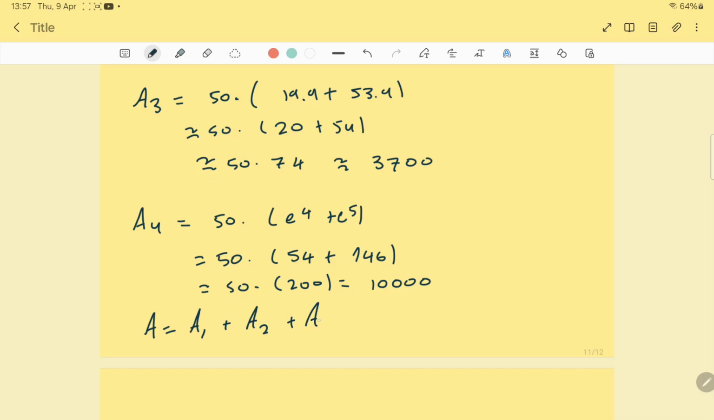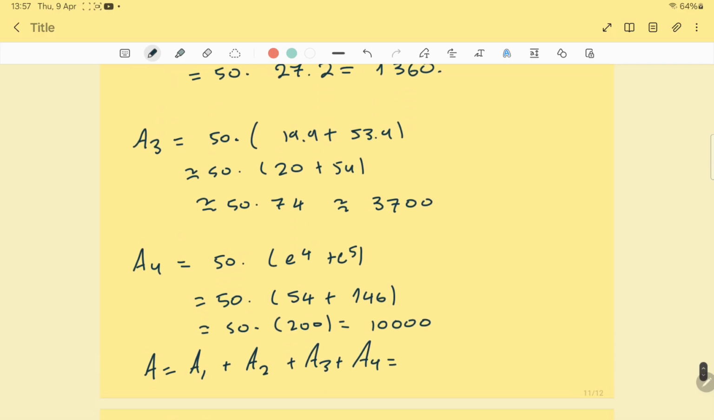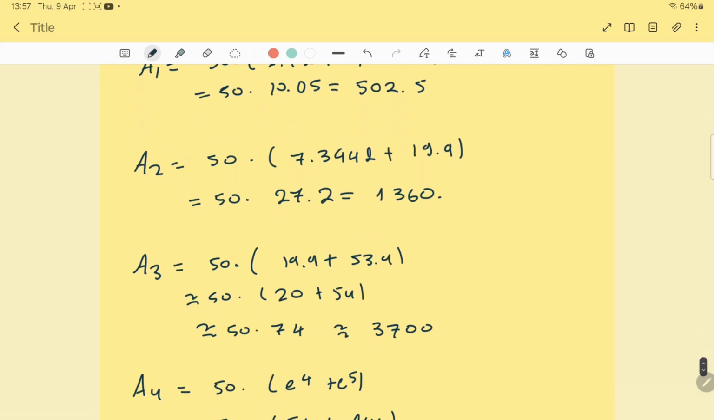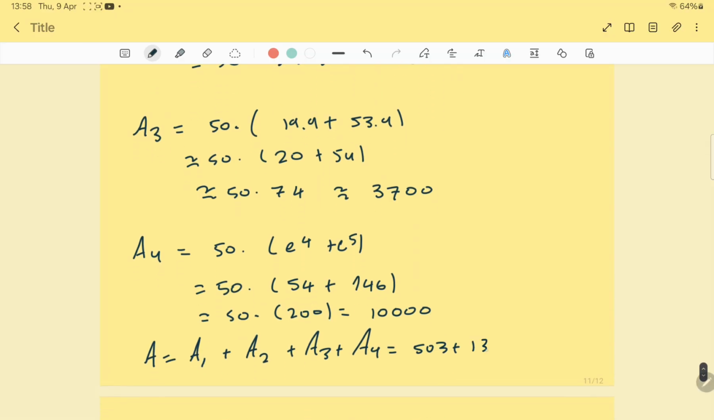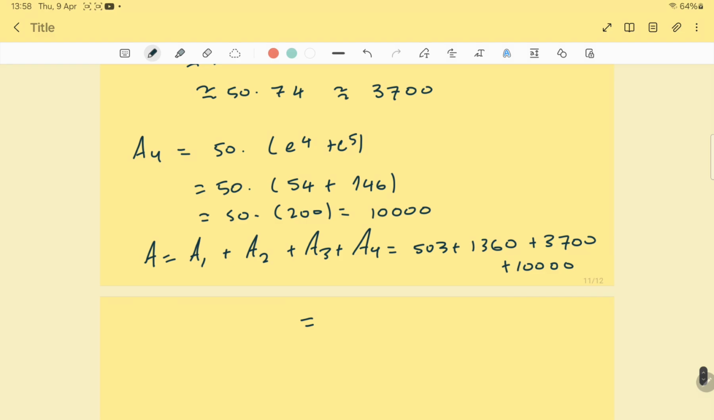And now we have to add all of them up. A1 plus A2 plus A3 plus A4. So you have 503 plus 1360 plus 3700 plus 10,000. That's going to be 15,563.